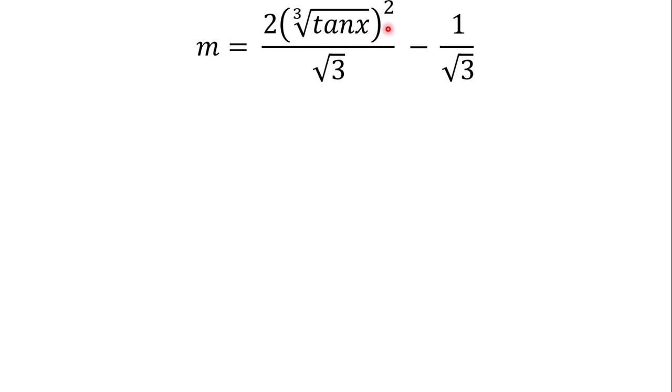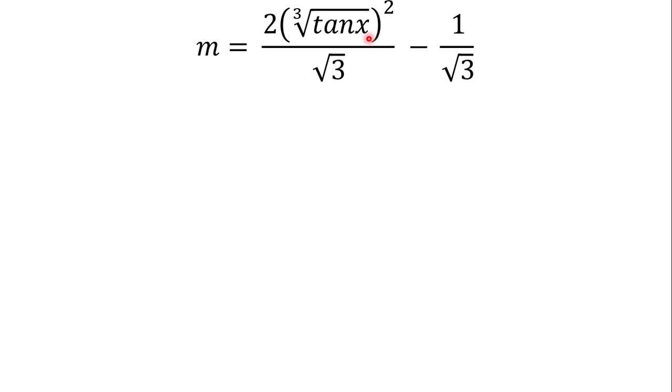Cube root of tangent x to the power 2. As for this one, you just forget it because the answer is just 0. If you want to avoid difficulty, you can also rewrite this one as 2 over square root of 3 times cube root of tangent x to the power 2.